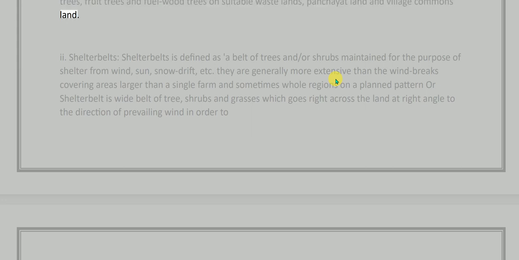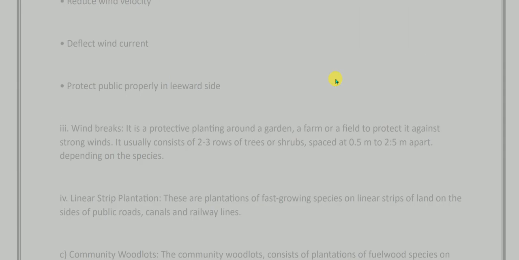2. Shelter belts. A shelter belt is defined as a belt of trees and/or shrubs maintained for the purpose of shelter from wind, sun, snowdrift, etc. They are generally more extensive than the windbreaks, covering areas larger than a single farm and sometimes whole regions, on a planned pattern. A shelter belt is a wide belt of trees, shrubs and grasses which goes right across the land at right angles to the direction of the prevailing wind in order to reduce wind velocity, deflect wind currents and protect property on the leeward side.